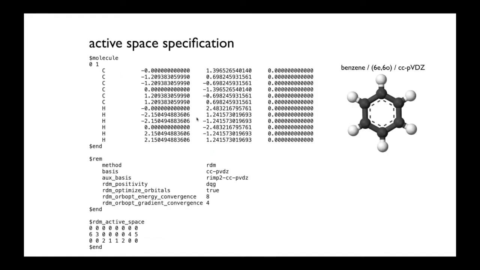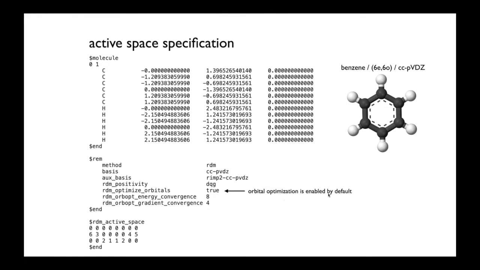Okay, if you want to actually perform such calculations, you need to understand how to do active space specification. So here I have an example for benzene where I'm going to do a 6,6 active space. That's the pi electrons in a cc-pVDZ basis set. There's the molecule. Again, I have to specify that the method is RDM, and specify a basis and an RI basis. I'm going to use these two-body constraints. I'm going to optimize my orbitals and give some orbital optimization criteria.